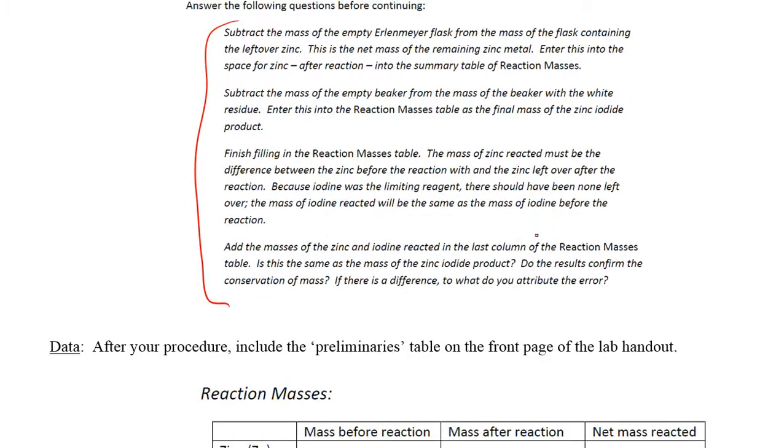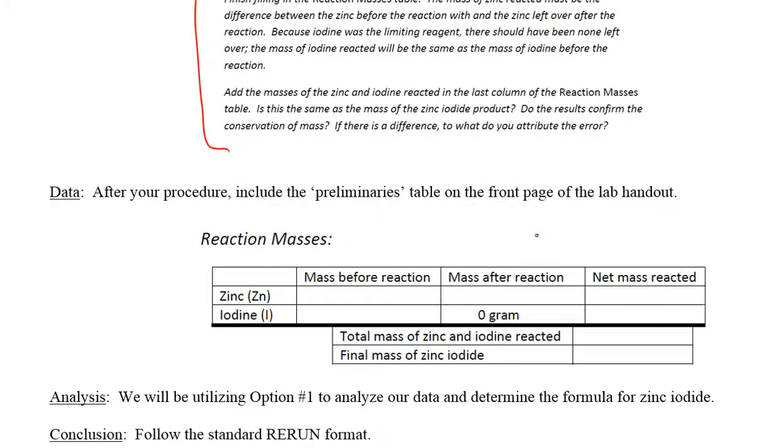After the procedure, there should be a data section, and the preliminaries table that is found on the front page of the lab handout, that data table should go in there at this time, and you'll be using the masses from the other smaller data table, and they'll be added to this overall data table as well, so make sure that is in there before you come to lab.